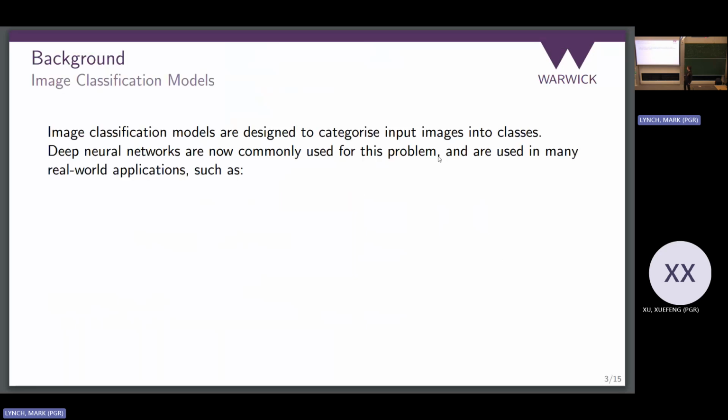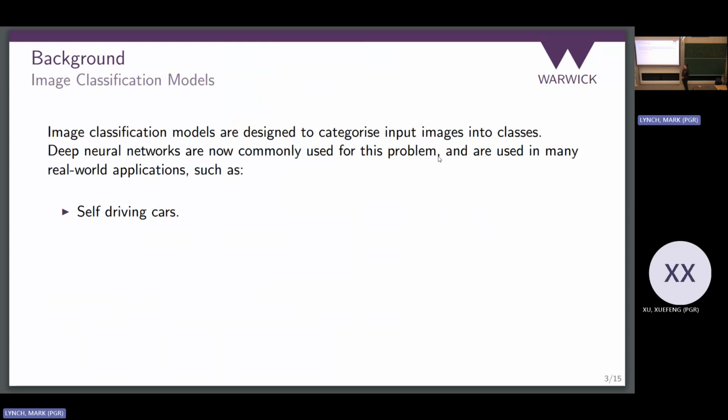The first thing we need to understand are image classification models. These are designed to classify input images into a set number of classes. And these days, typically deep neural networks are used. There are many real-world applications for these, such as self-driving cars.